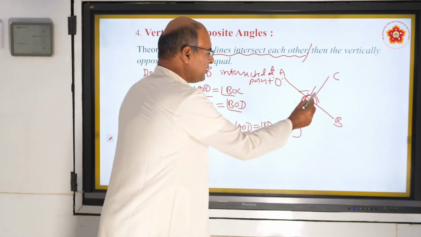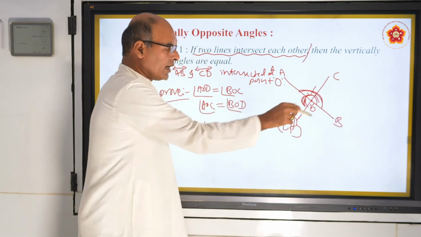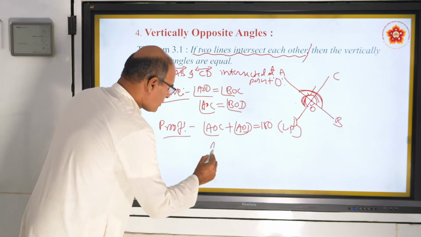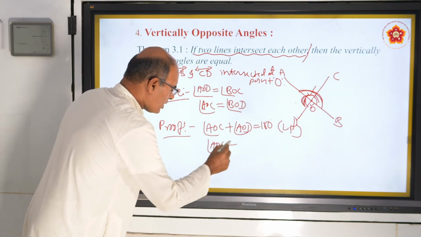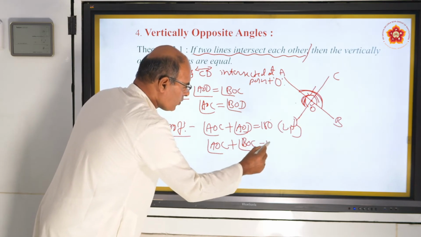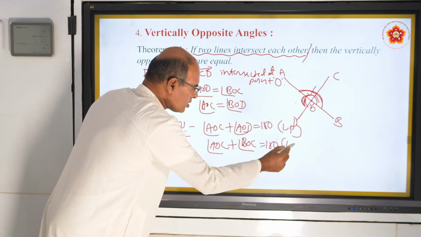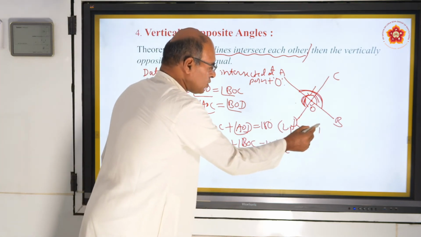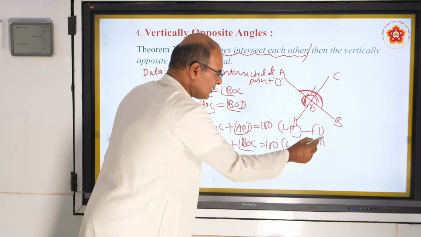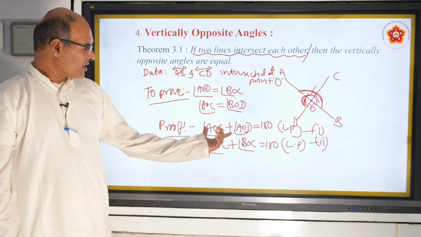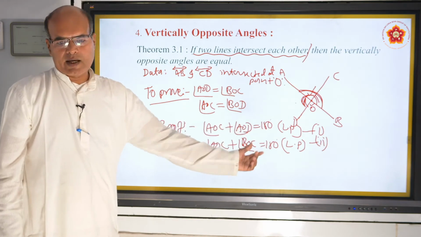Now take the sum of these two angles, angle AOC and angle BOC. They are also linear pair angles. In the figure, angle AOC plus angle BOC is also 180 degrees. Now compare these two equations. Both equations have 180 degrees on the right side.